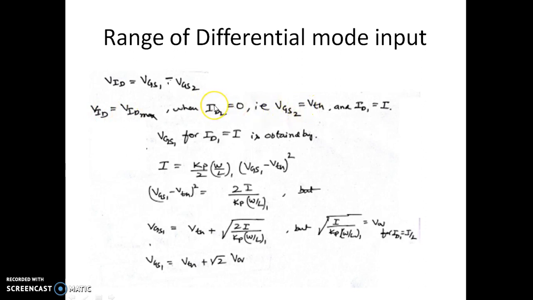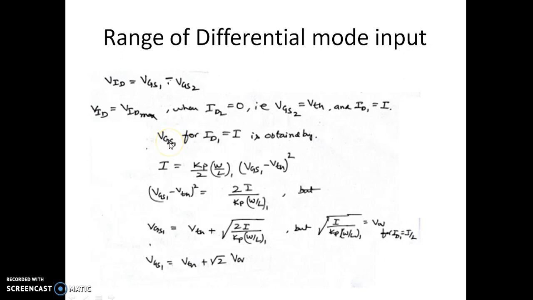For the drain current of the second MOSFET to become 0, we should have a gate-to-source voltage at M2 exactly equal to VTH. This ID2 is 0 because if you substitute VGS as simply VTH, naturally the current will become 0. Then what is ID1? Since ID2 has become 0, the entire current goes through transistor M1 only.